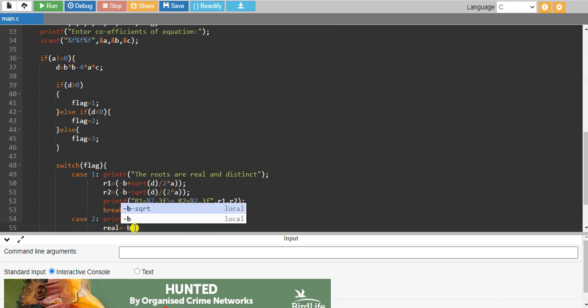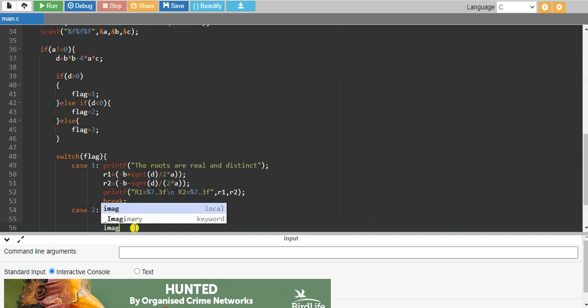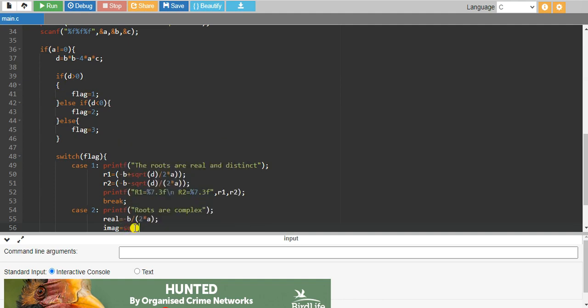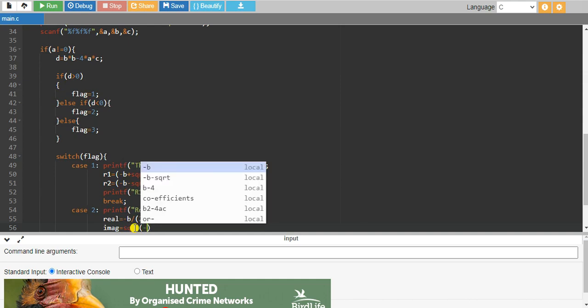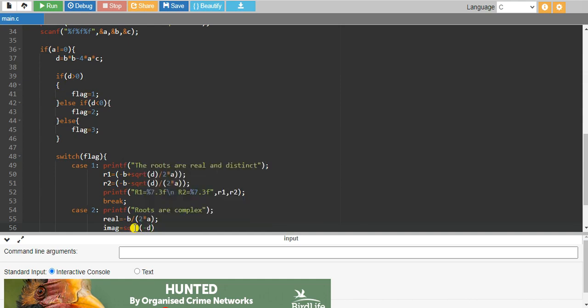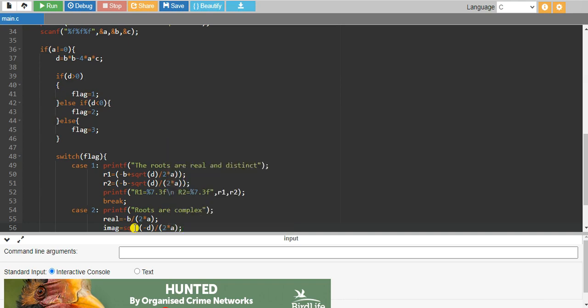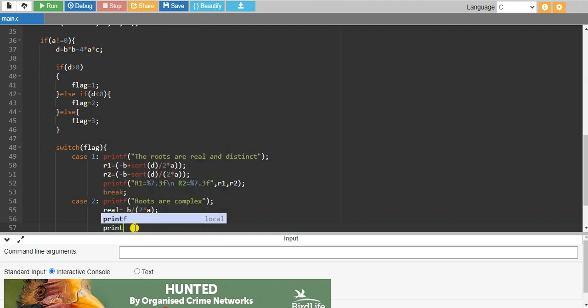Minus b divided by 2 into a. This is the real number. Then imaginary number equal to sqrt of minus d, because it is imaginary, minus d divided by 2 into a, semicolon. Then printf, print the real and imaginary number.